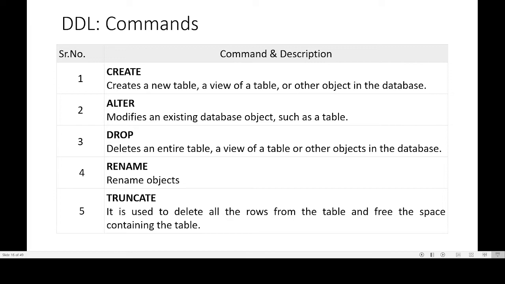Then we have another DDL command, that is truncate. Basically, truncate is used to delete all the rows from the table and free the space containing the table. Drop is to delete the entire table, whereas truncate is to delete all the rows from the table.